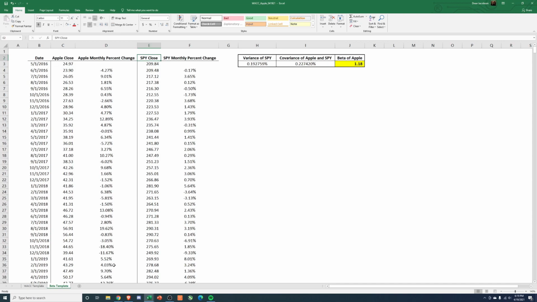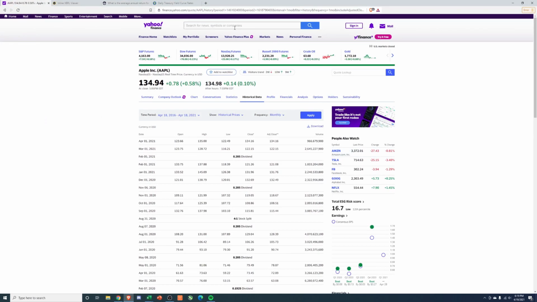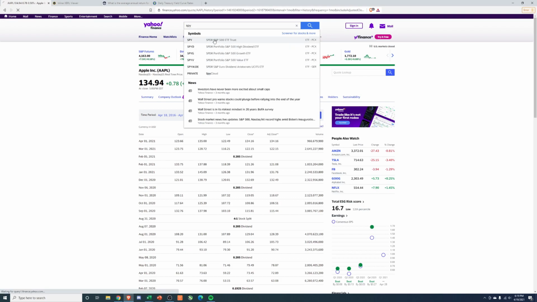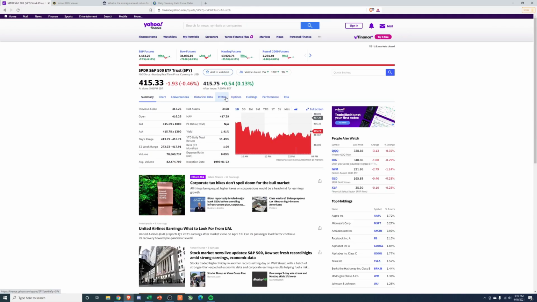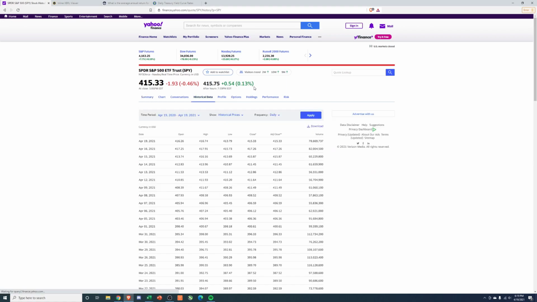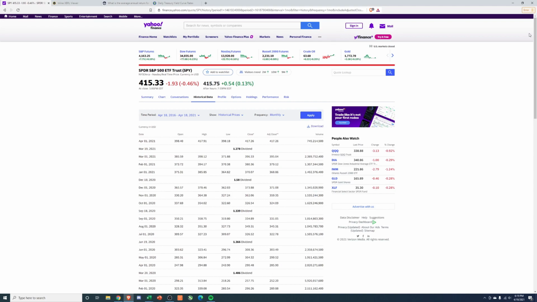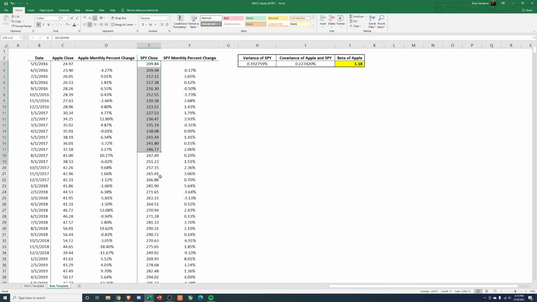And you can do the same thing for SPY. So the ETF is what I used to pull the return of the S&P 500. Historical data, same thing. Change this to 5 year monthly, apply, download, take the closing value, paste it in, and then the percentage change, this is just a formula. It's going to be most recent divided by prior period minus one. That gets you the percentage change.